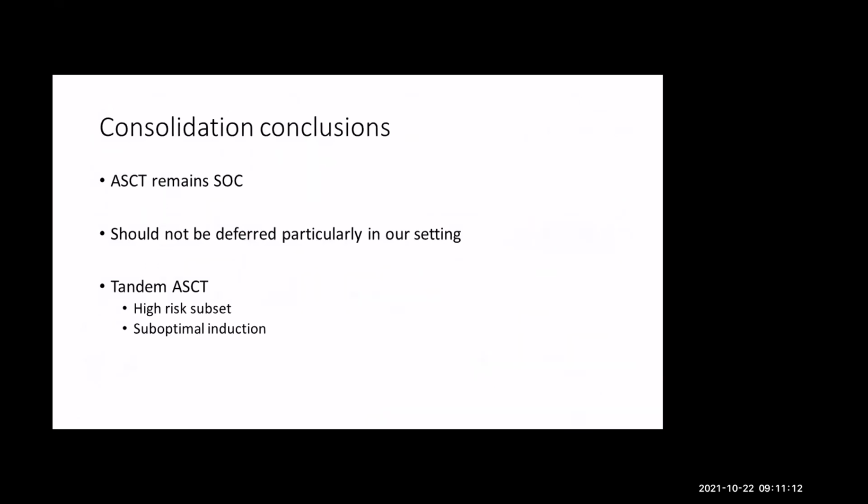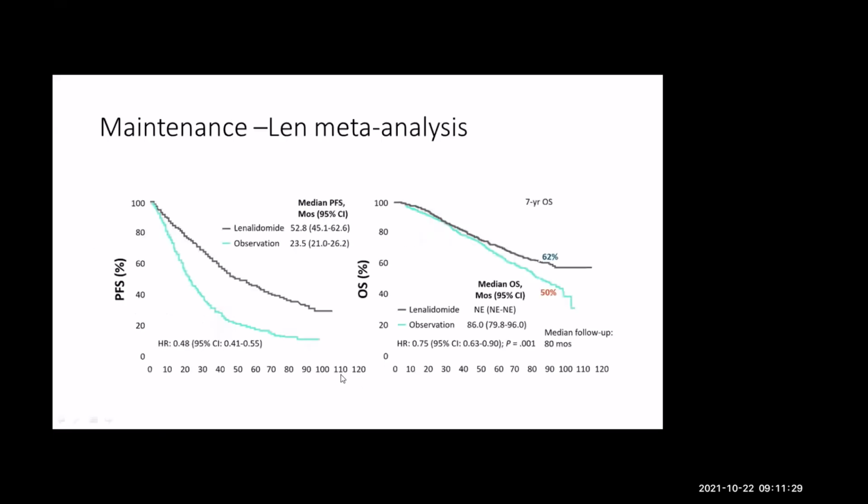So to conclude, transplant remains standard of care even in the current novel agent era, and it should not be deferred, or we should be very careful in deferring it in our setup where salvage transplants are not very feasible. Tandem transplant we could still think of in the high-risk subset, and if someone has received a suboptimal induction.